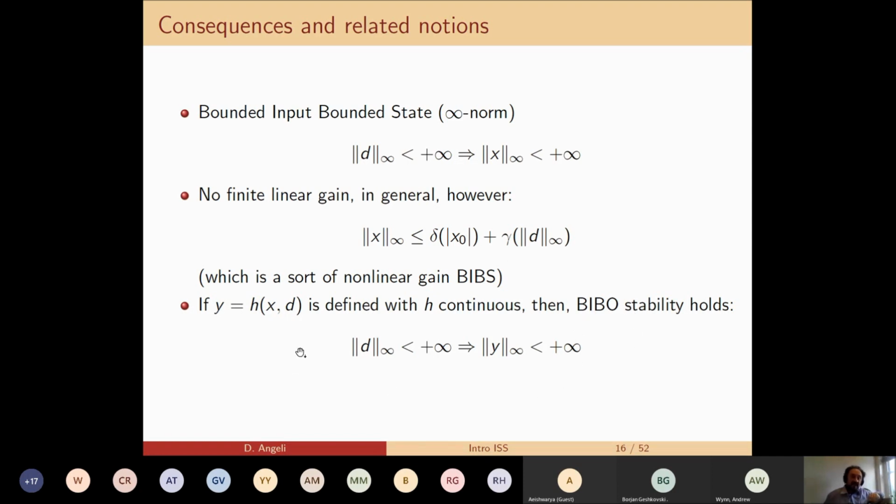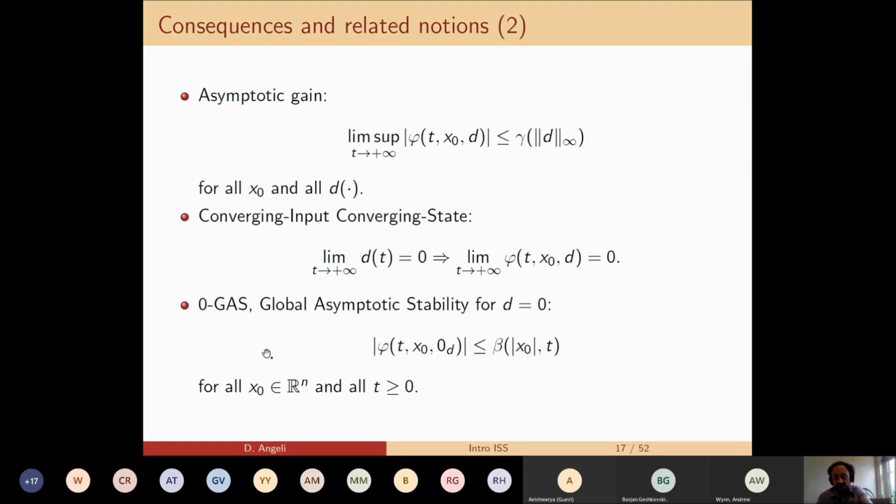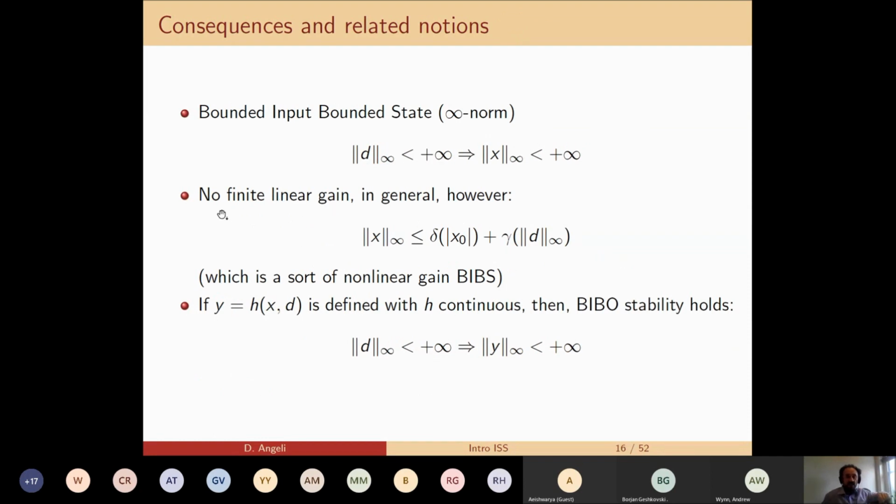And we do not have, in general, a finite linear gain, because the type of expressions that you can get is that the infinity norm of x is less or equal maybe than a K infinity function of x0, the initial condition, plus a K infinity function of the input disturbance.